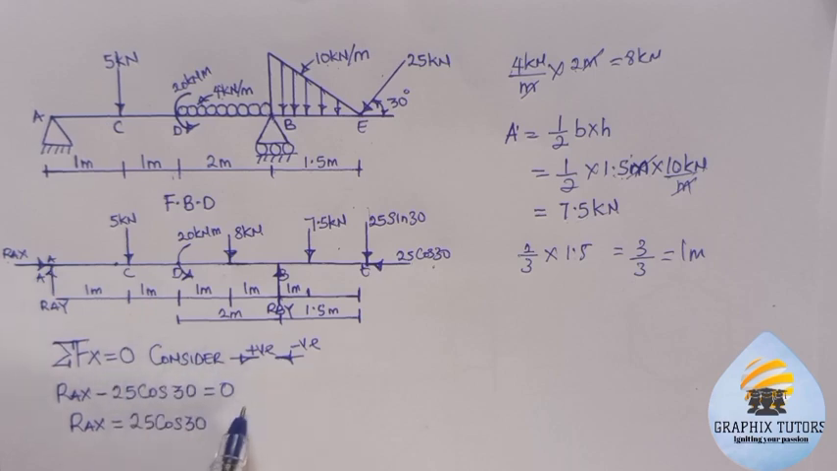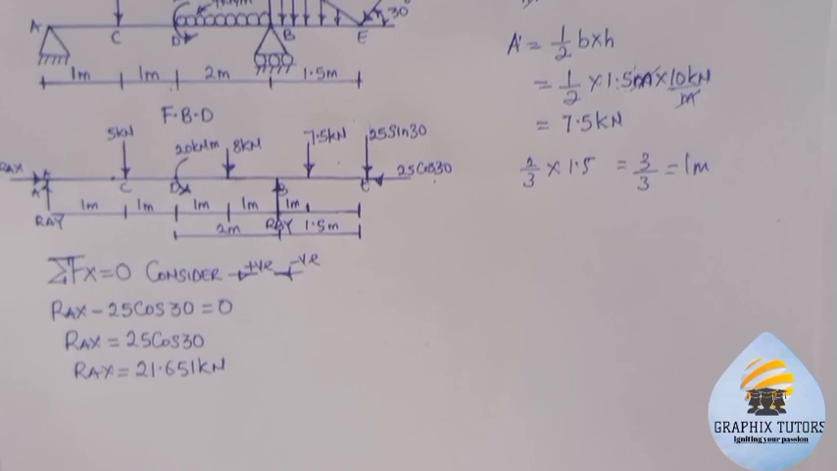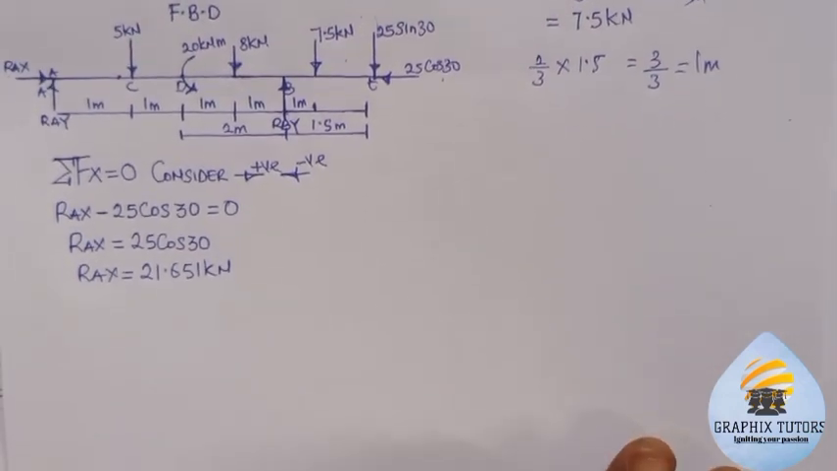It's coming here, it becomes positive. So we'll now say that AX, when you press 25 cos 30, will be 21.651 kilonewton. So that is the AX. Now we'll move forward.